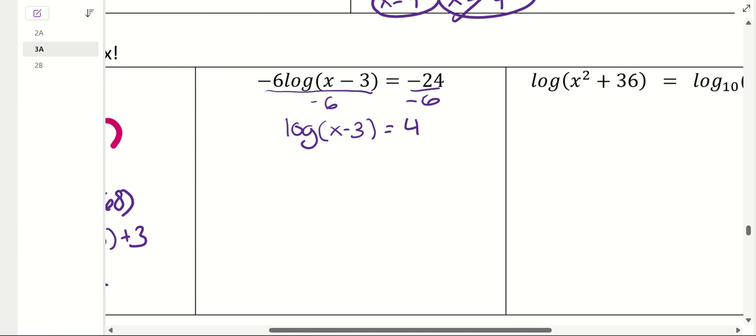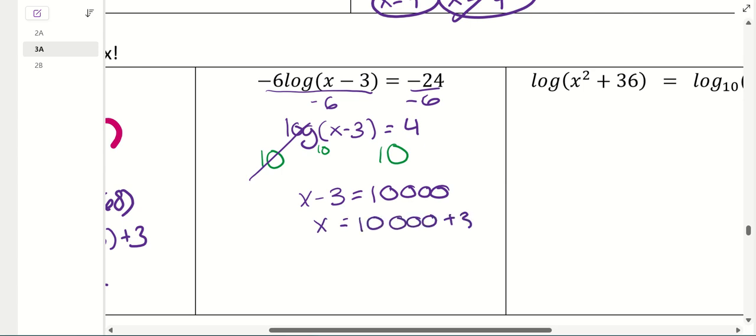How do we undo log? Well, if there's no base, we get to assume 10. So raise 10 to the left, raise 10 to the right. These go away. We're left with x minus 3 equals 10 to the 4th power, which is just 4 zeros. Then we get to add 3 to both sides. So x equals 10,000 plus 3. So x is equal to 10,003.